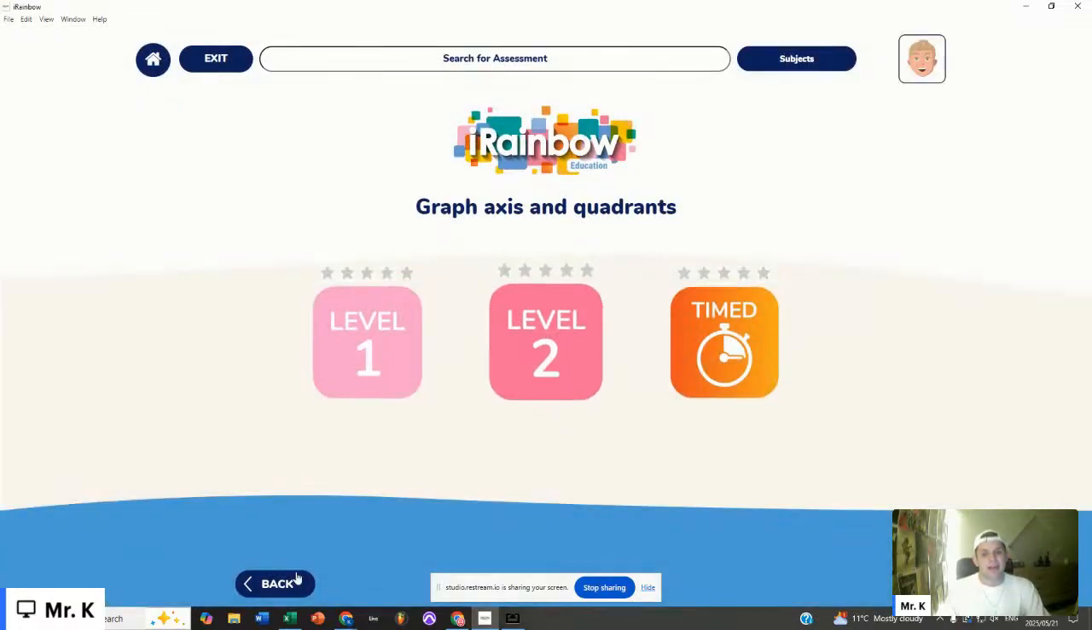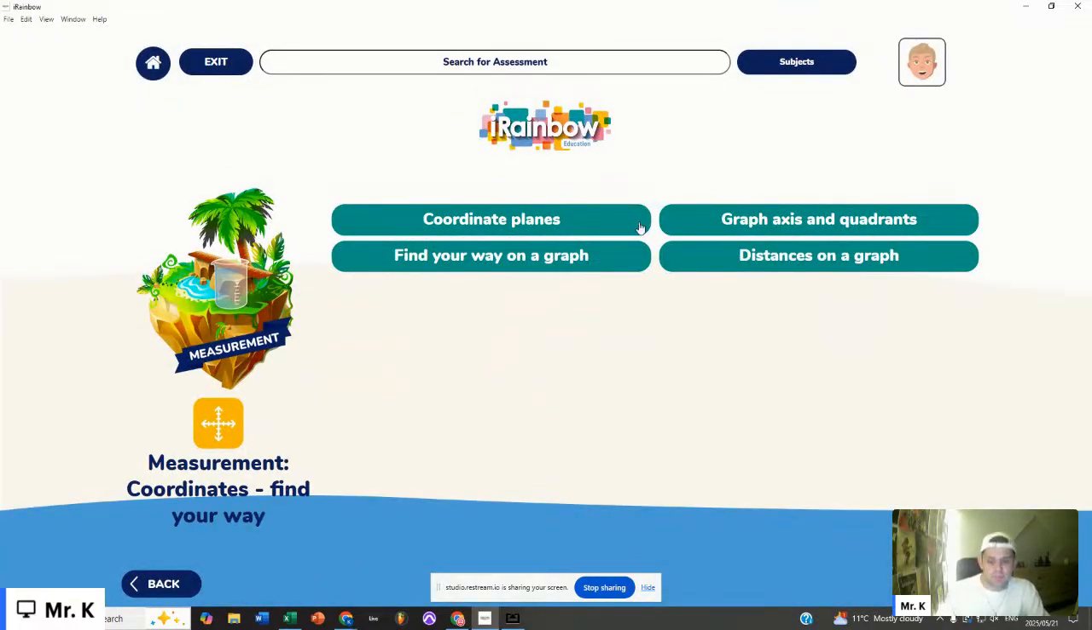And guys, together, if you are able to complete both of these quizzes, it means that you really do have a very strong basic understanding of the coordinate plane, which I promise you is going to benefit you as you move into grade 8 next year.